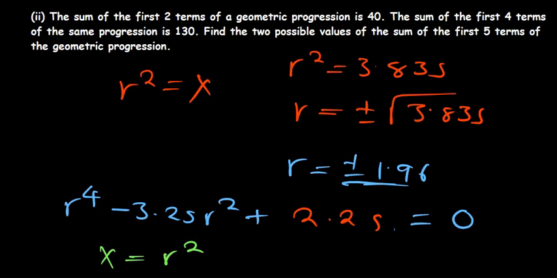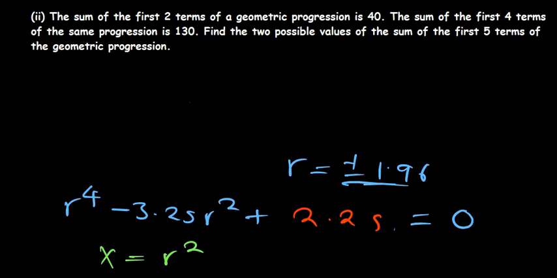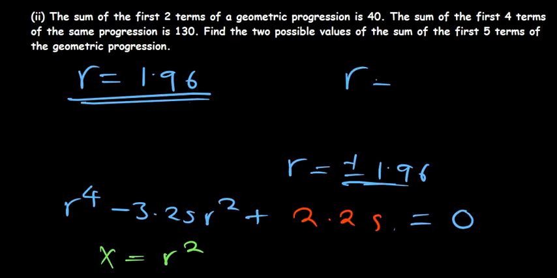Now we've just found the missing values. We've only found r so far. Okay. Our r is that. So let's go for a positive value, 1.96. Okay. If r is equal to that, how do we find our n? Because there are two possible cases. There's also negative 1.96. So there are two cases here. That's why the question says find the two possible values of the sum of the first 5 terms.